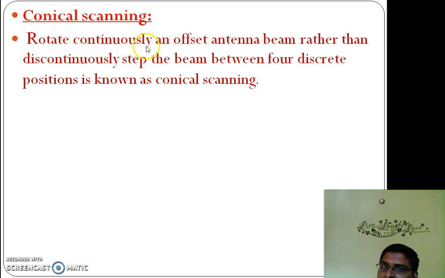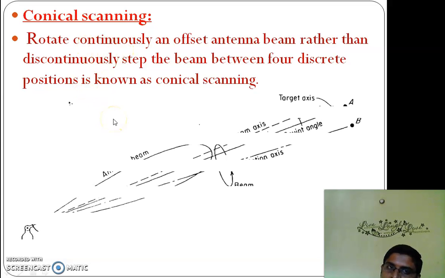Rotating continuously an offset antenna beam, rather than discontinuously stepping the beam between four discrete positions, is known as conical scanning. In conical scanning, the offset antenna beam, that means the antenna beam is slightly offset to the axis of the antenna, is continuously rotating to find the angular error.